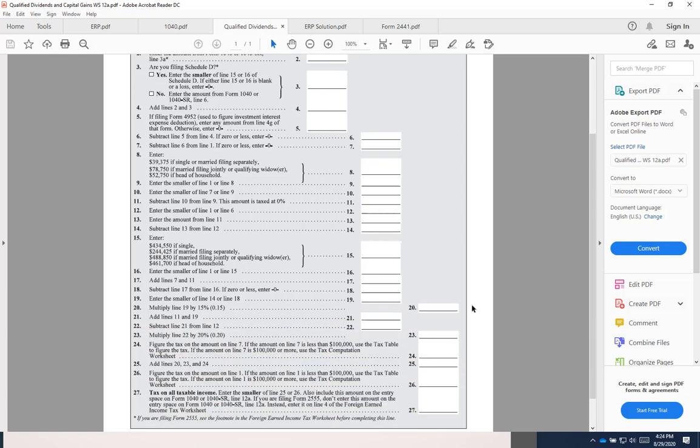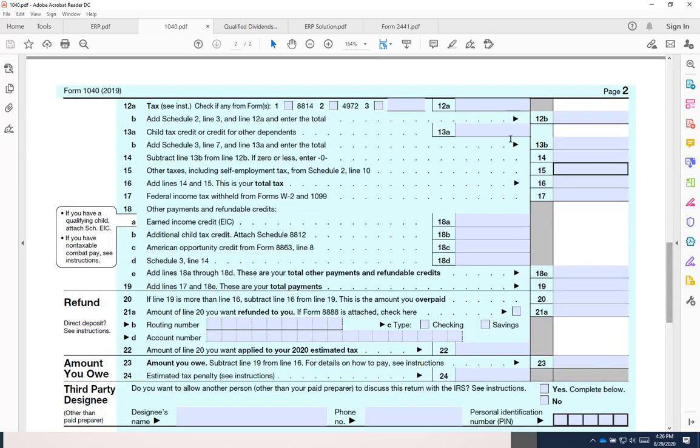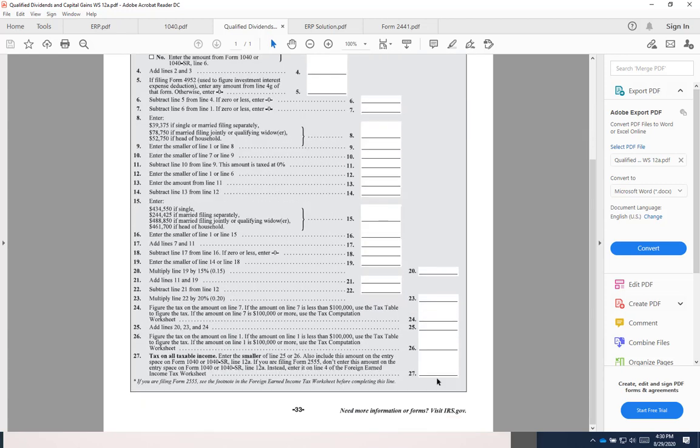Populate this worksheet, and at the bottom, we get line 27, which then carries over to line 12A. Line 12A is the amount of tax. To give you a hint, the amount on the qualified dividends and capital gains tax worksheet, line 1 here, should be $21,400. That is from the 1040 line 11B. Line 11B is taxable income. So fill out line 1, $21,400, and the remainder of this worksheet in order to get the amount for line 12B on Form 1040.